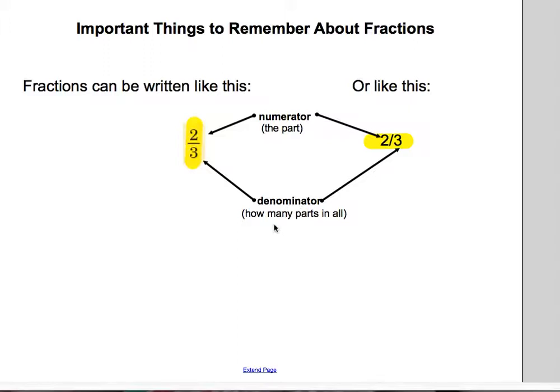And the denominator represents how many parts there are in all. How many parts would make the whole thing. So in this example, if our denominator is a 3, we're talking about thirds. And that means that our thing, whatever it is, our something or our set, is divided into 3 parts, or divided into 3 groups. And those 3 parts or 3 groups makes up the whole thing.